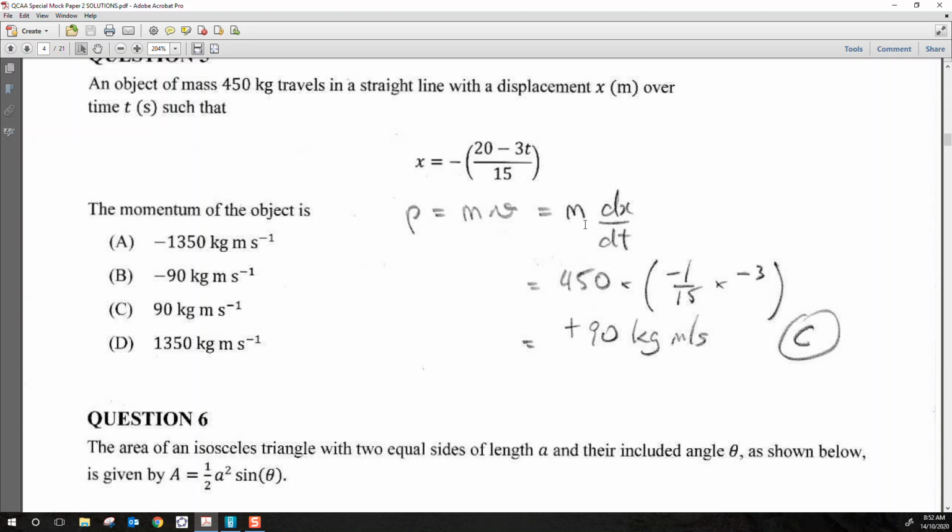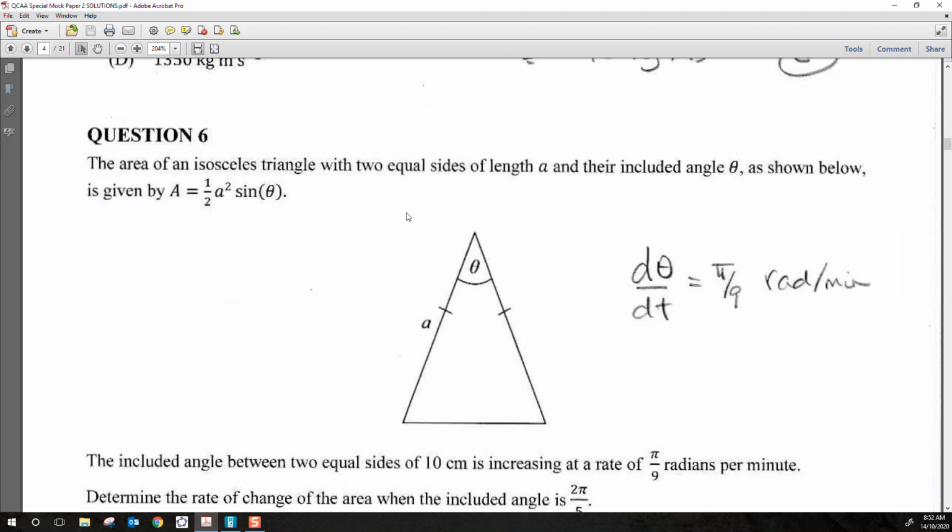that is minus 1 over 15, which is considered a constant, so it can come to the front. Derivative of 20 is nothing. Derivative of this is negative 3, so that's that. And then you simply plug it into your calculator. I'm not going to waste your time showing you that one.